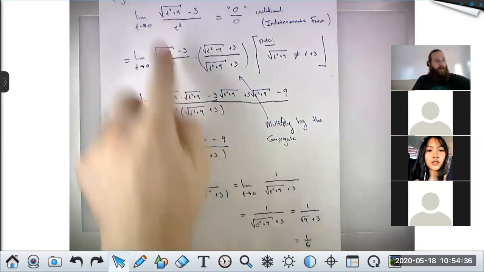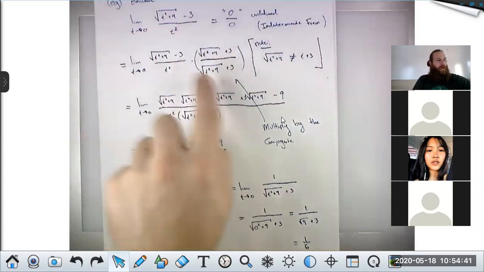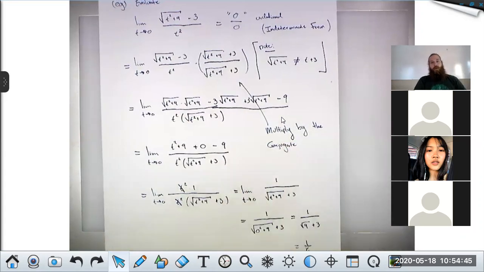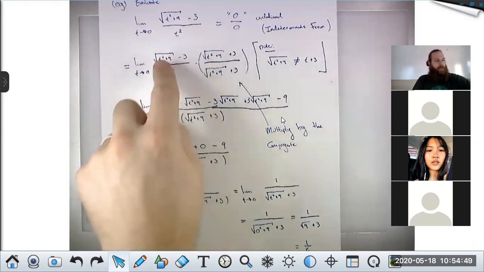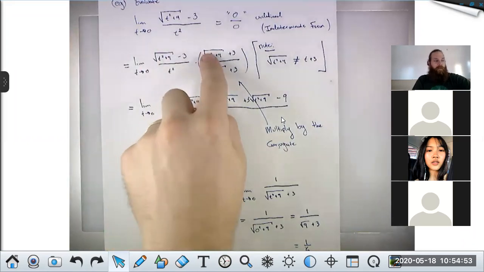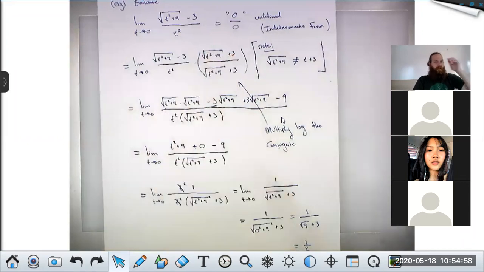However, I recognize this as being the shape of something that will respond well to this multiply by the conjugate trick. And that's something I know just from experience. I know that if I take an object like this, the square root of something minus something else, and I multiply by the square root of that same thing plus that same other thing, there will be a lot of nice cancellation. It's really like a difference of squares thing that's going on, but it's okay if you don't see it as that right now.